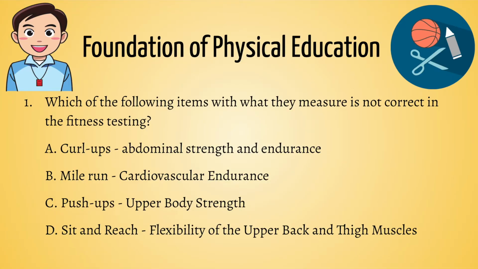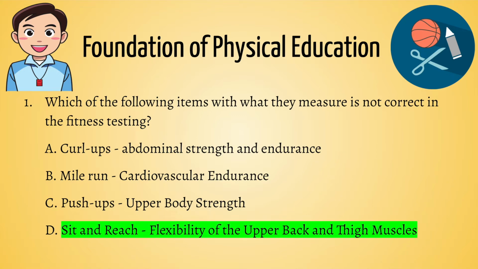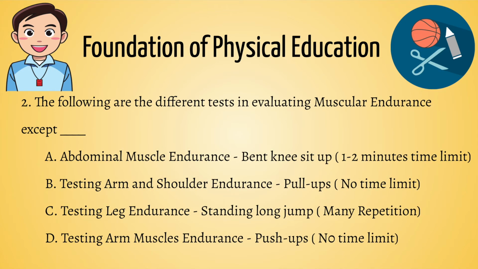Which of the following items with what they measure is not correct in the fitness testing? A. Curl-ups, abdominal strength and endurance. B. Mile run, cardiovascular endurance. C. Push-ups, upper body strength. D. Sit and reach, flexibility of the upper back and thigh muscles.